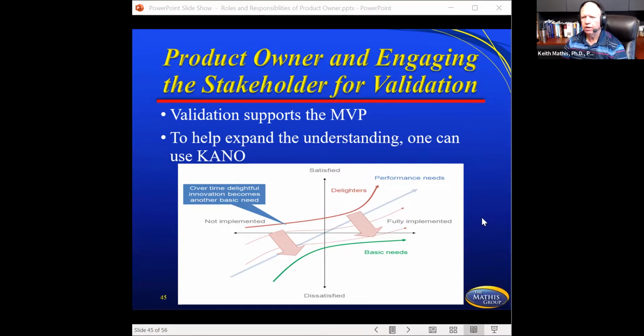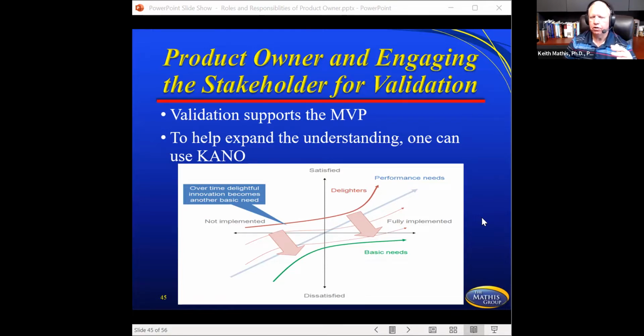One can use KANO. The KANO model is something that's been used a lot in product development on the marketing side. So many of you maybe have seen it over on that side. But what you'll notice here with all of the arrows that they've drawn, the green arrow on the lower side shows basic needs. That would be your minimum amount of features. And then you'll notice that the red looking arrow at the top shows delighters.